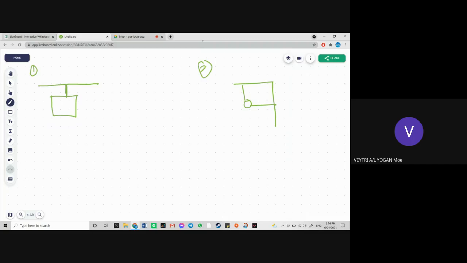So the moment it's hanged, ada tensional force. Automatically tiada normal force. Kenapa? It is not on a surface. It's not touching any surface. Okay, so let me just erase here.